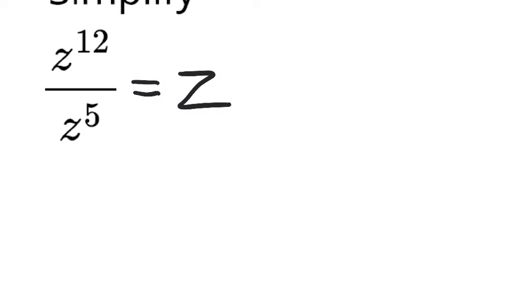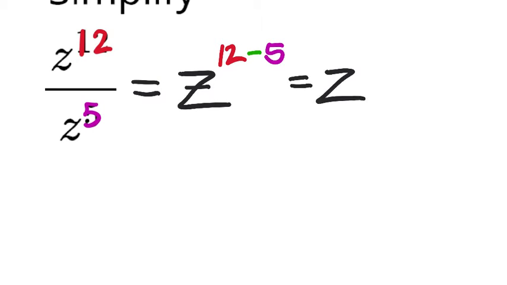This one, it's the same base. It's base z. I'm going to take the exponent from the numerator, 12, and the exponent from the denominator, 5, and subtract these. It does have to be in this order, by the way. So now it's z to the power of 12 minus 5. I get 7 out of that. z to the power of 7 there. All right, now that's the rule, and it's strictly the rule.